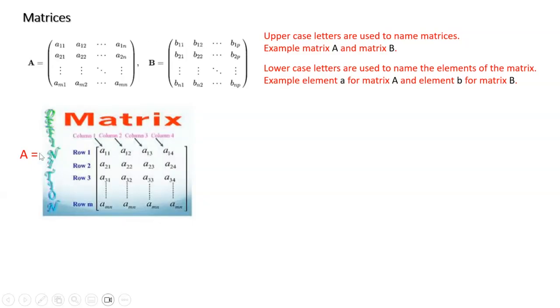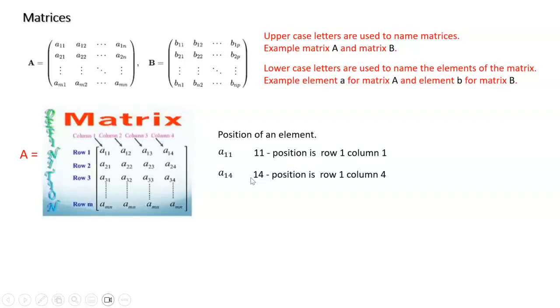Now, matrices are rows by columns. First is going to be the rows and then the columns. So this is called the position of an element. For example, a11 stands for element a, first row, first column. That's a position. Again, it is row 1, column 1. Lowercase a14 means row 1, column 4. a23 means row 2, column 3.